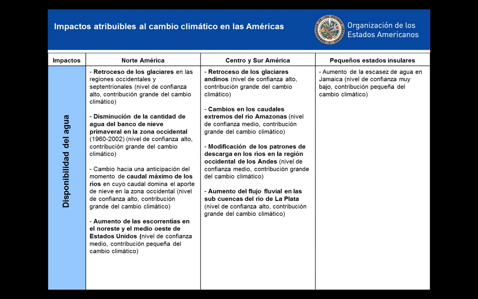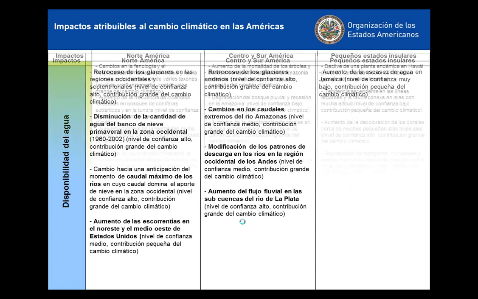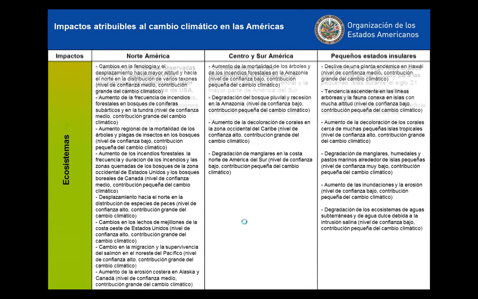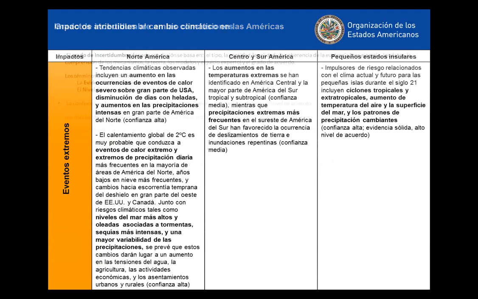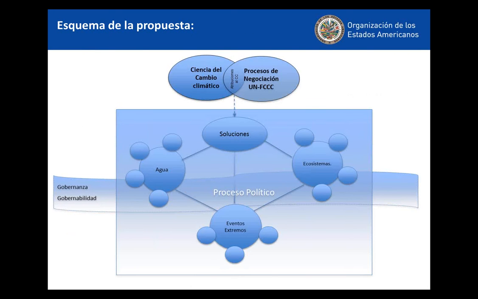But I just want to stress the point that climate change is going to bring several effects on what we have as normal so far. Okay.